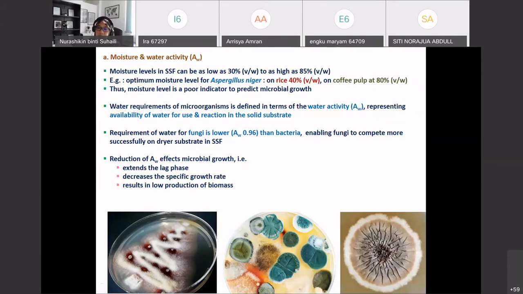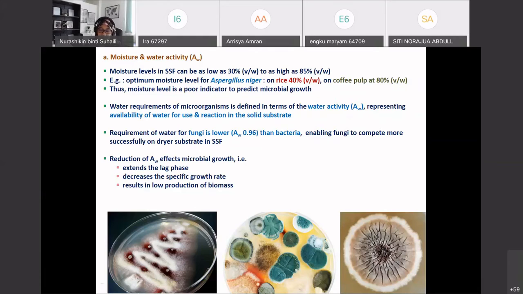So that's why fungi are very easy to grow in SSF mode compared to bacteria, apart from the filamentous structure. So the water requirement is low for fungi. Bacteria is high, meaning that bacteria need more water in order to survive. Okay. Reduction of AW affects microbial growth, like extension of the lag phase, decreases the specific growth rate, and results in low production of biomass.